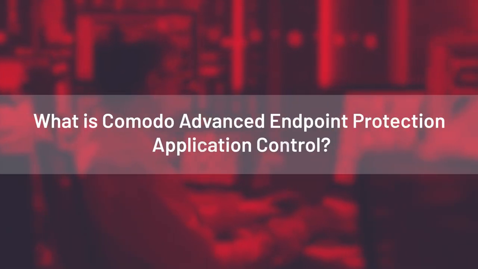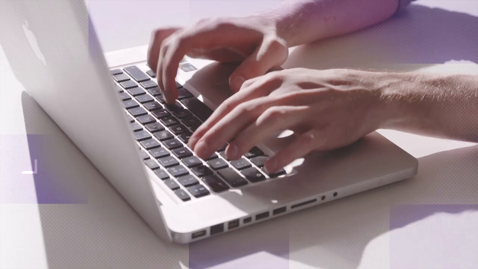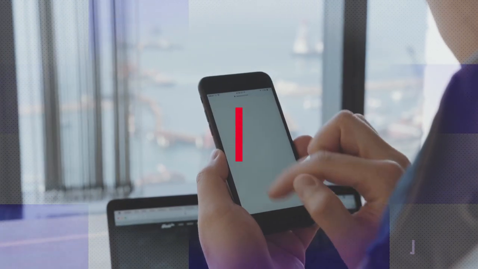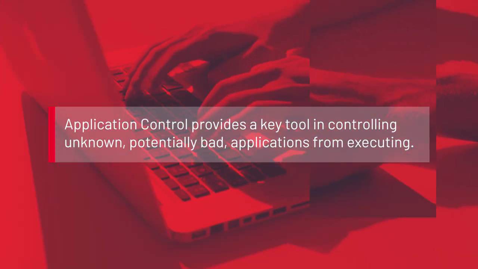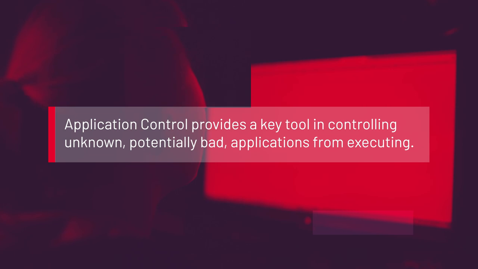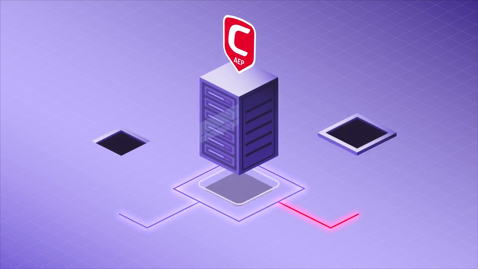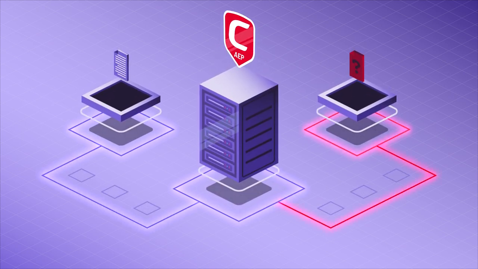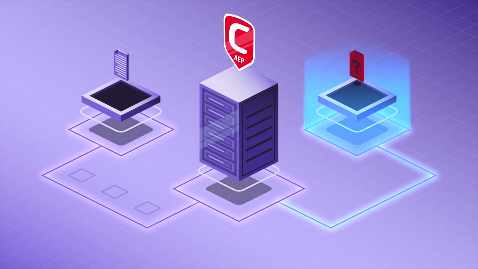What is Comodo Advanced Endpoint Protection Application Control? There are multiple routes for unknown code to execute on a host CPU, and application control provides a key tool in controlling unknown, potentially bad, applications from executing. Application control provided by Comodo Advanced Endpoint Protection blocks unauthorized executables on servers, corporate desktops, and fixed function devices.